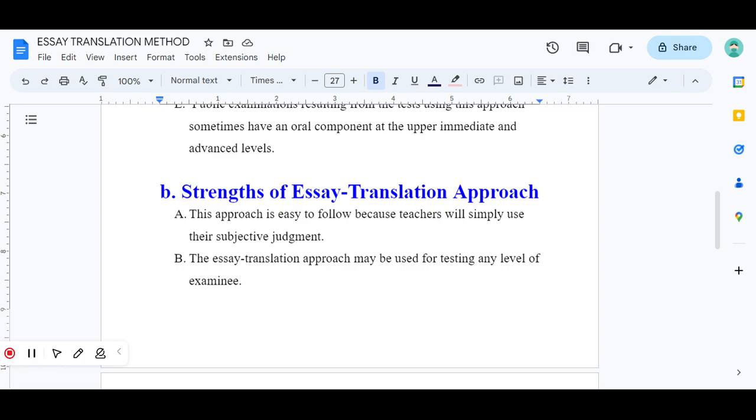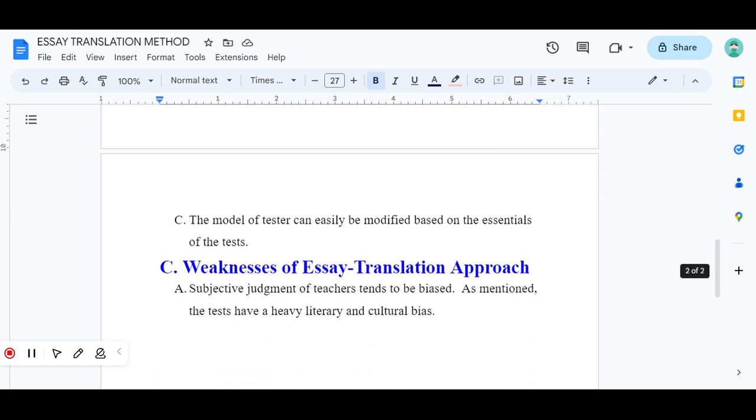So the essay translation approach may be used for testing any level of examinee. All right, and this model of test can easily be modified based on the essentials of the test. So this test can be modified, and can be brought to the modern level if the test developer is into it.